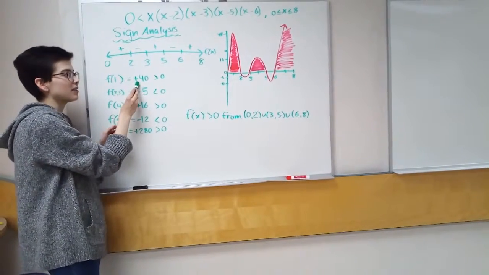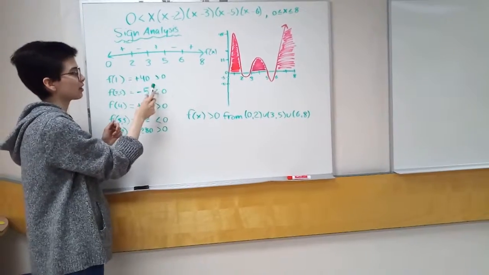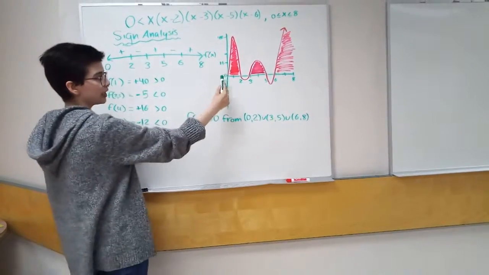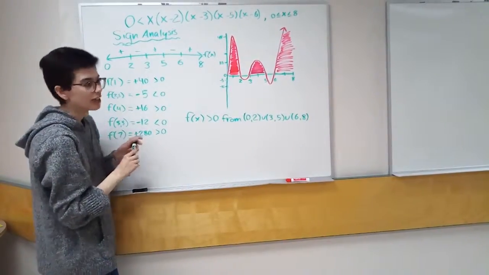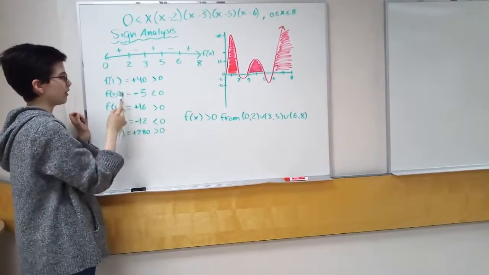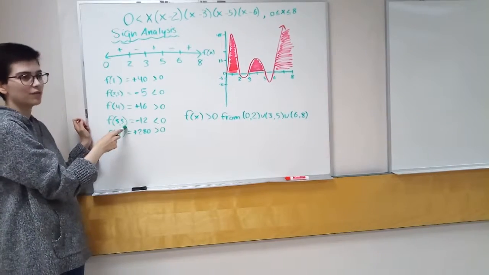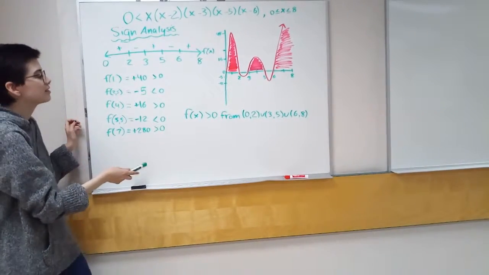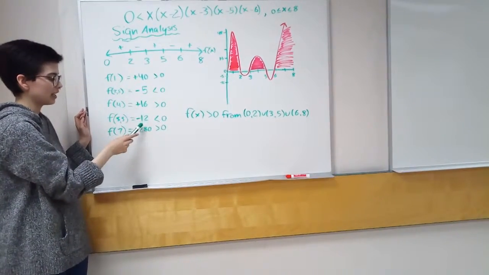Since it is a positive number, that's how we know that that part of the graph is greater than 0 between 0 and 2 on our function. You do this with every number between every single one of these intervals. So we have 1, 2.5, 4, 5.5, and 7. Once you replace them, you see positive, negative, positive, negative, positive.